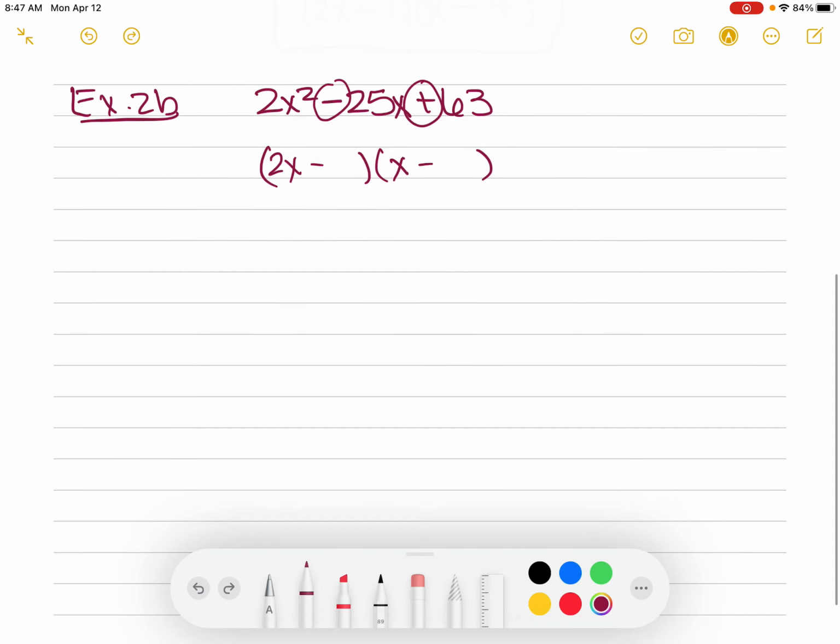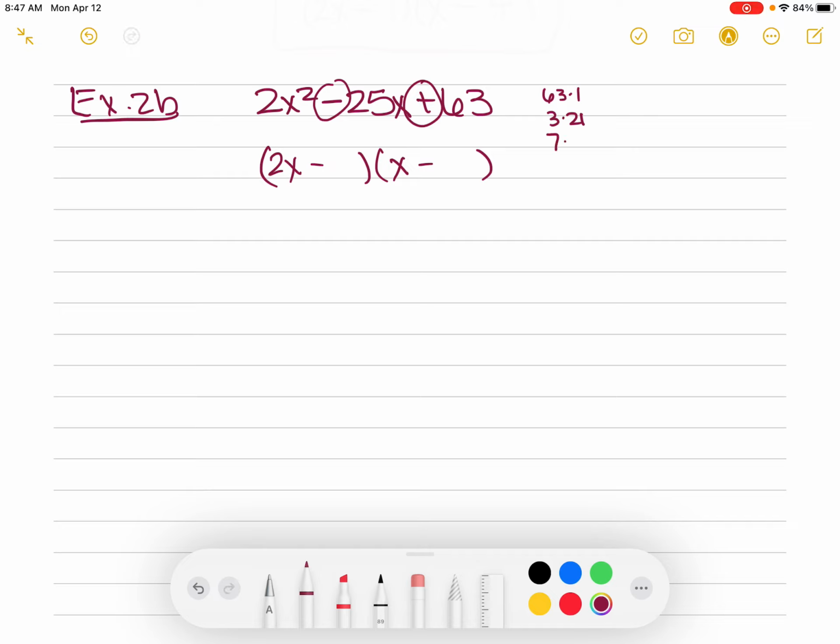Okay, so now I need to work with 63. So 63 has a lot of numbers. I'm trying to make 25. So 63 times 1 is not going to work. 3 times 21, that one might work because I'm trying to get to 25. So that 21 looks good. But I also have this 2 here. So I'm going to keep going through and thinking about this.